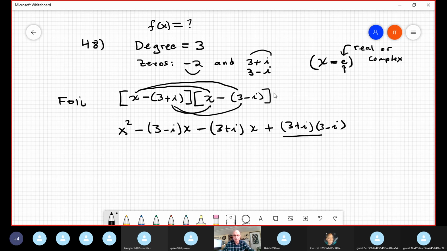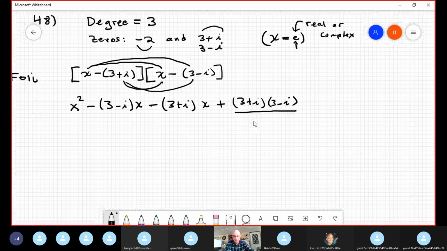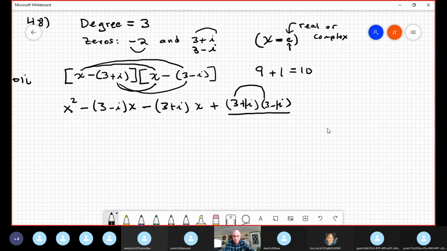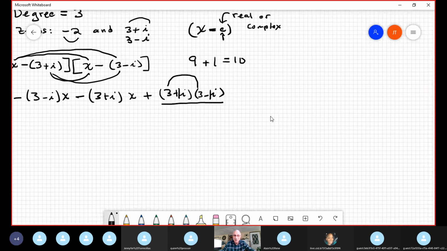Let me try to do that part first, because I remember something from college algebra. When you multiply any complex number times its conjugate, the answer is real. I don't know if you remember, there is a shortcut to do this fast. You multiply 3 times 3 gets 9, and 1 times 1 is 1, and you add it. And the answer is 10. If you don't remember the shortcut, no problem.